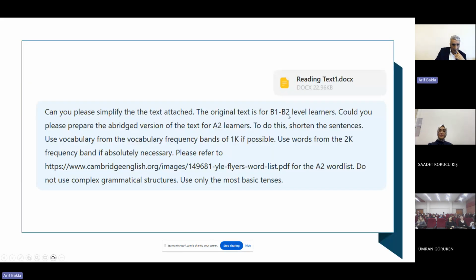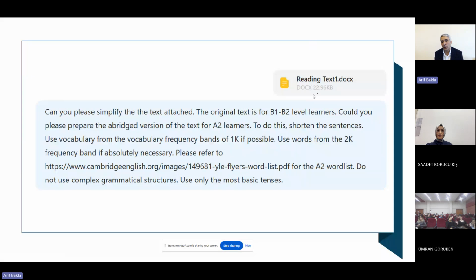Adapting texts. Here is a prompt for adapting text. Can you please simplify the text attached? Again, this is the same text. Remember the text? The original text is for B1, B2 level learners. Could you please prepare the abridged, shortened, simplified version of the text for A2 learners? To do this, shorten the sentences. This is number 1. Use vocabulary from the vocabulary frequency bands of 1K if possible.